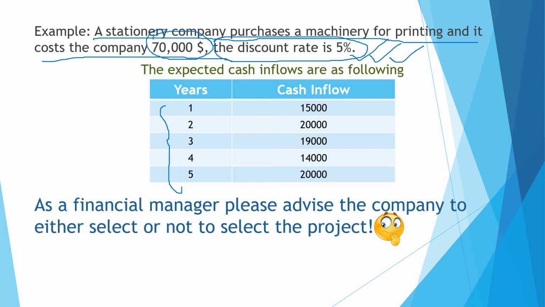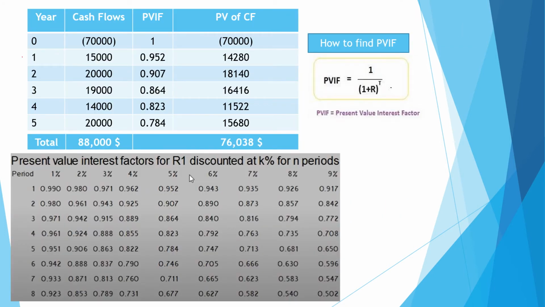Now here, as a financial manager, we have to advise the company whether or not to select the project. Should we go for this project, or should we not? To answer that question, the total of 5 years is the lifetime of this project. It means we have to recover this $70,000 through these 5 years. And there is PVIF, which stands for present value interest factor.